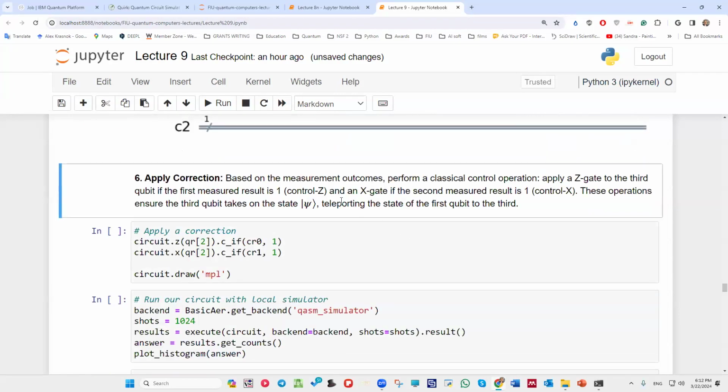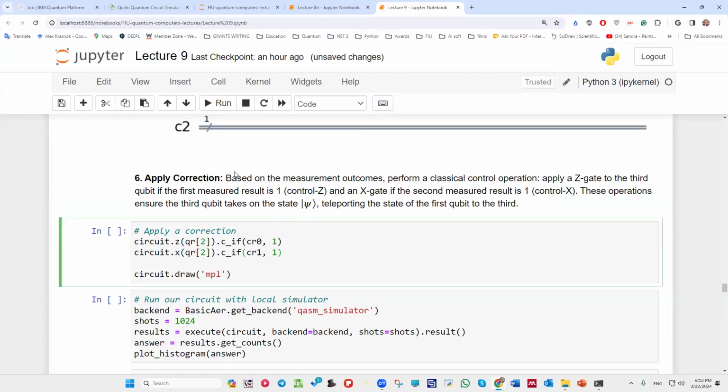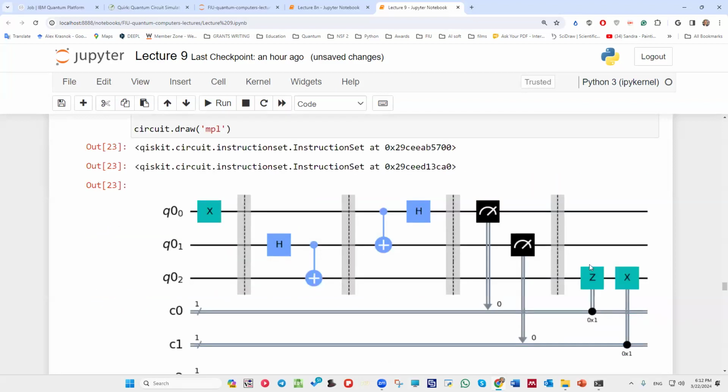However, if she measures her qubits in the state 1, she needs to apply a correction. So basically, she needs to communicate with Bob, and Bob applies the correction part. This is realized using this classically controlled Z gate and classically controlled X gate. Classically, because the control here is not quantum, it's classical.